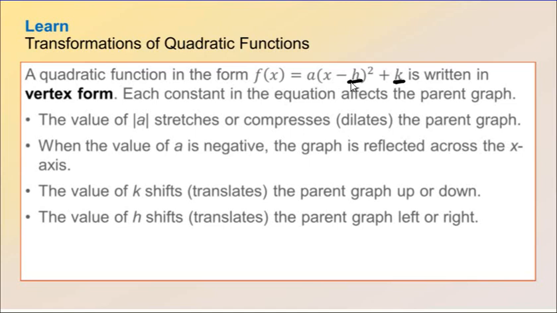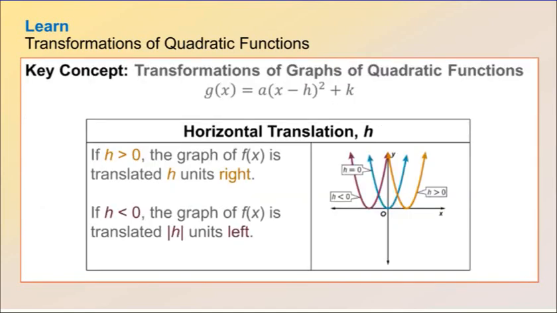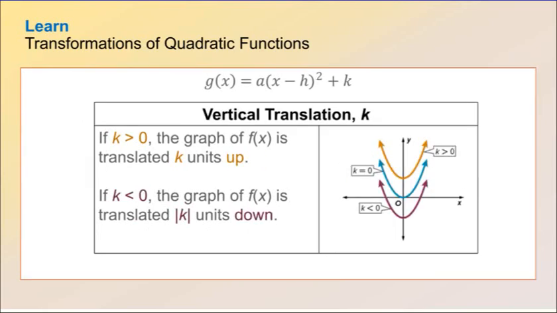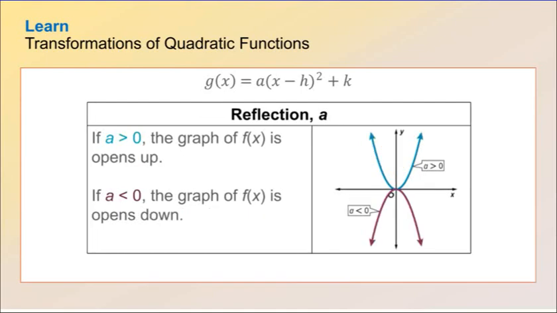So the absolute value of a stretches or compresses the parent function. And when the value of a is negative, the graph is reflected across the x-axis. The value of k shifts the parent function up or down, and the h translates it left or right. So here, if h is positive, it means it moves to the right. When h is negative, it goes to the left. And then when k is positive, it goes up. When k is negative, it goes downward.